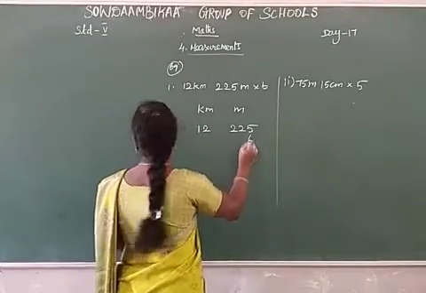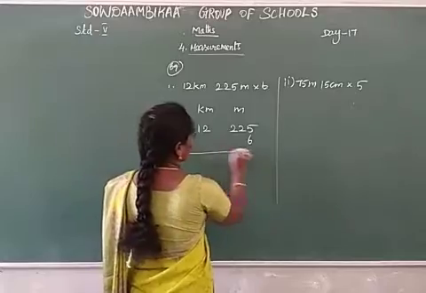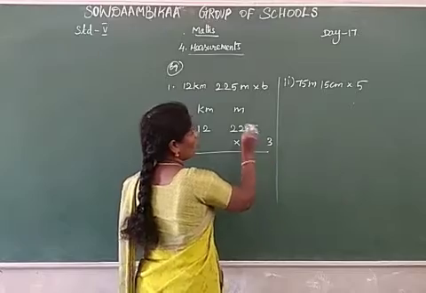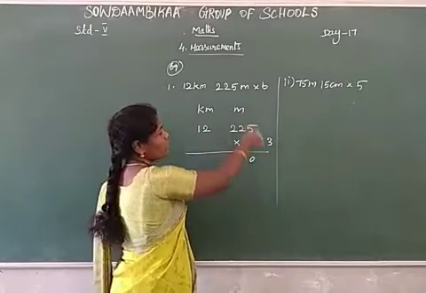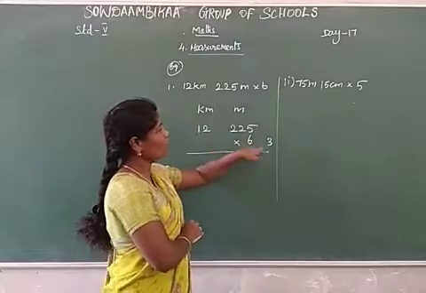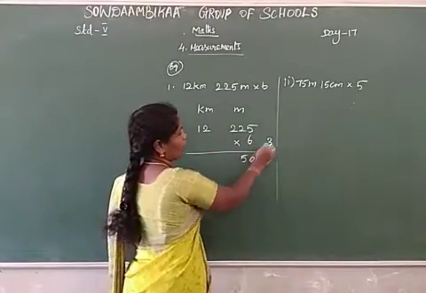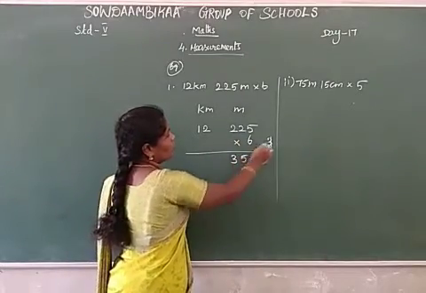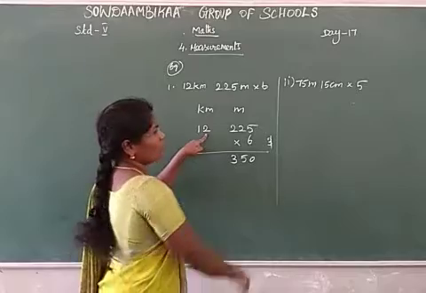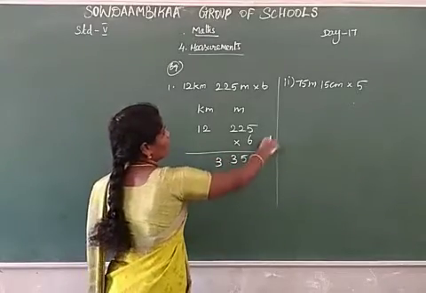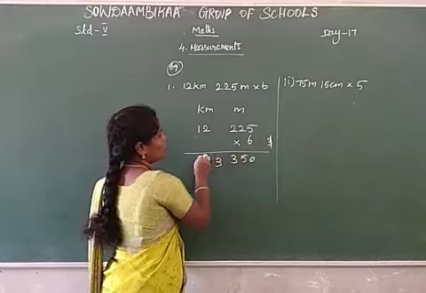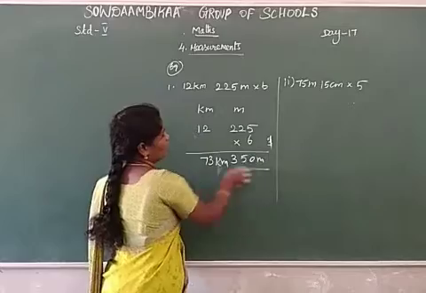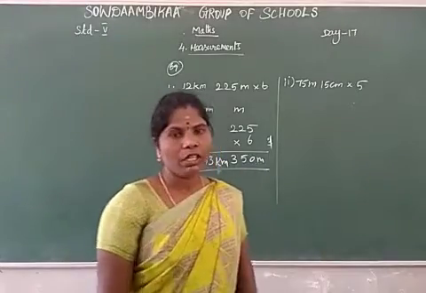225 into 6. 6 fives are 30, 0 and 3. 6 twos are 12, 12 plus 3, 15, 5, balance 1. 6 twos are 12, 12 plus 1, 13, 3 and remaining 1. 6 ones are 6, 6 plus 1, 7. The answer is 73 kilometer 350 meter.